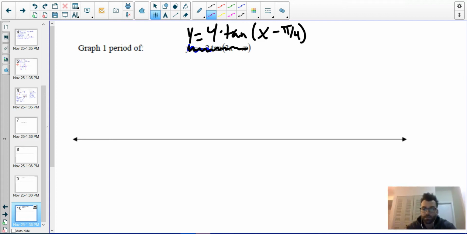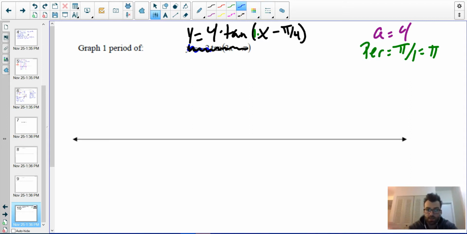All right, so first thing, remember, there is not an amplitude, but there is an A value. Our vertical stretch in this picture is going to be 4. Our period, remember there's a 1 there, so our period is equal to pi. Remember, tangent is pi, so pi over b, which is just pi.